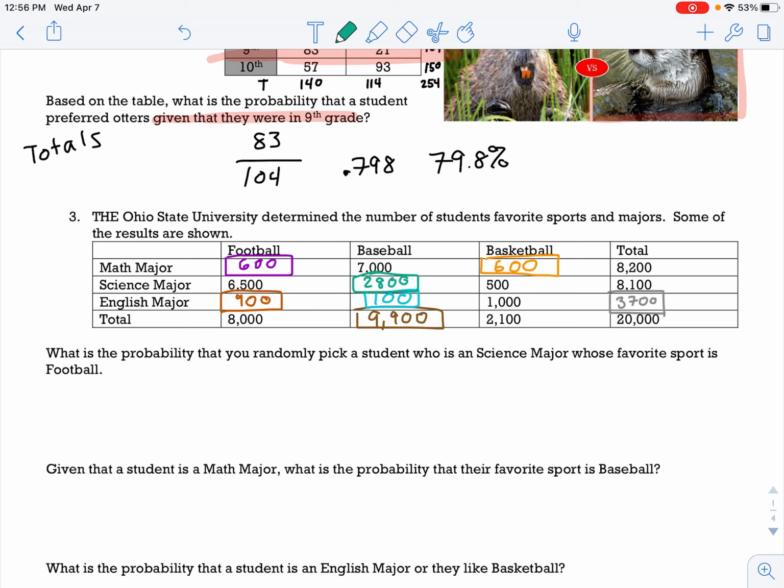So what is the probability that you randomly pick a student who's a science major whose favorite sport is football? All right, so you just pick some random student. So this is saying out of 20,000, you specifically pick a science major whose favorite sport is football. Oh, that's a lot of people. All right, so that's it right there. Get it as a decimal, 0.325 or 32.5%.